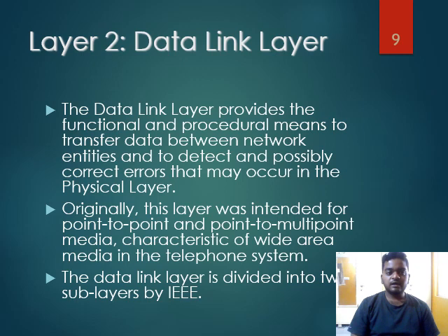Now layer 2, the data link layer. The data link layer provides the functional and procedural means to transfer data between network entities and to detect and possibly correct errors that may occur in the physical layer. Originally, this layer was intended for point-to-point and point-to-multipoint media, characteristic of wide area media in the telephone system. The data link layer is divided into two sublayers by the IEEE.